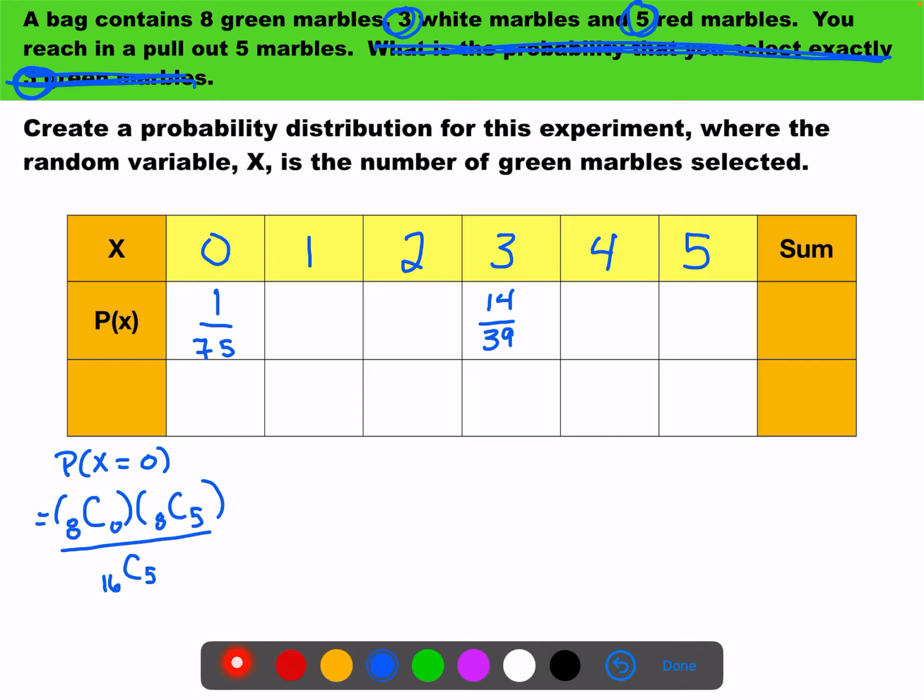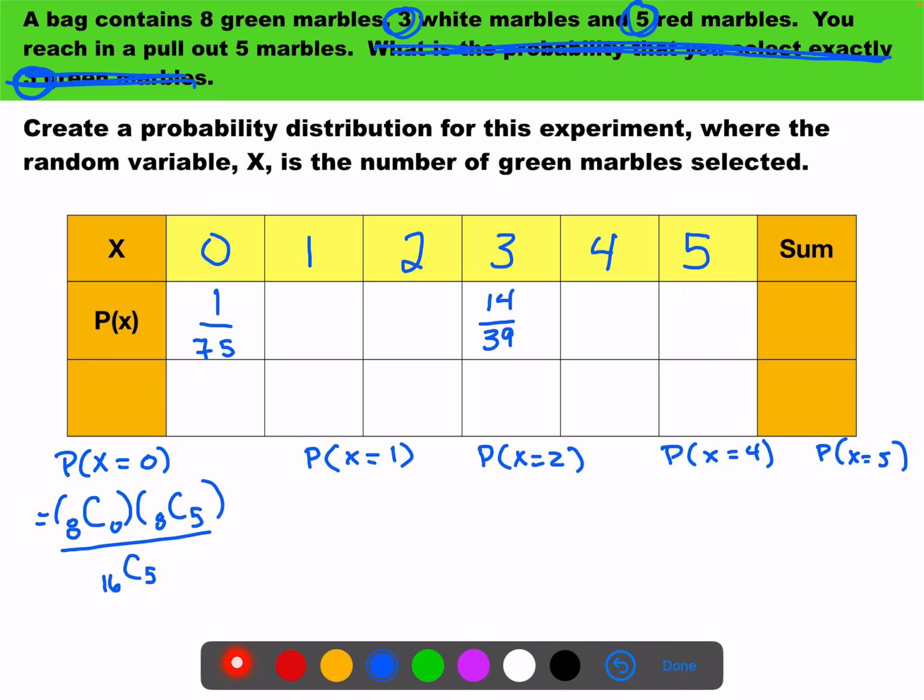So what I'd like you to do right now is pause, and calculate the probability when x equals 1, when x equals 2, when x equals 4, and when x equals 5. Go through and figure out what all of those probabilities are and then unpause to see the answers.